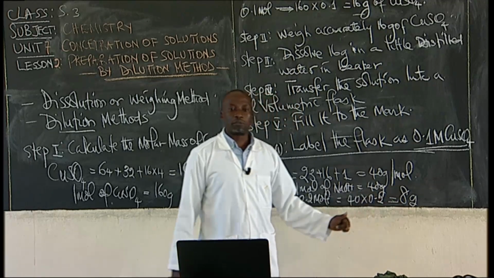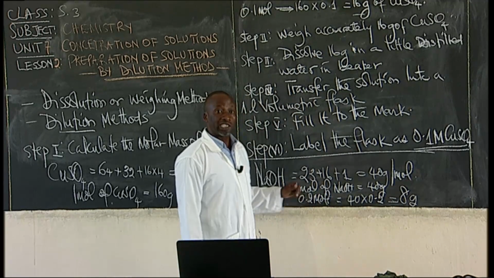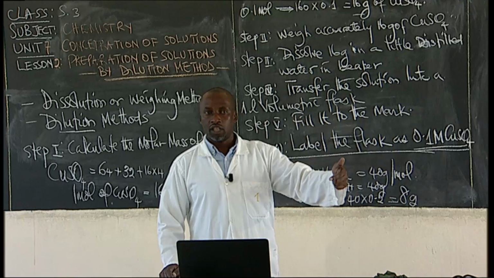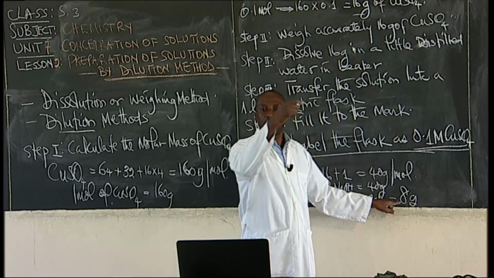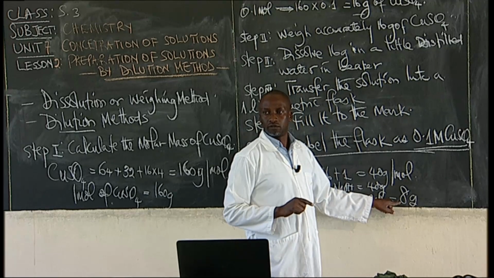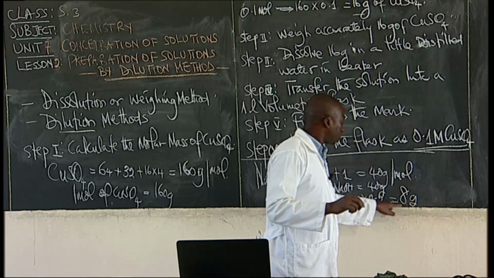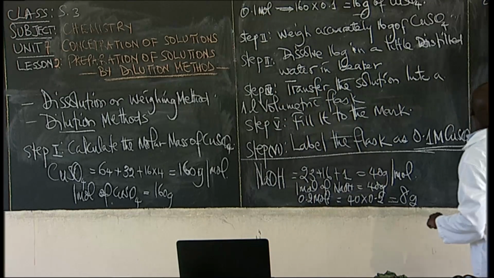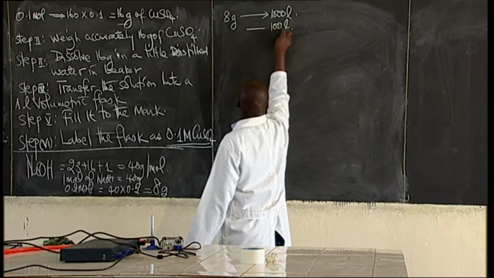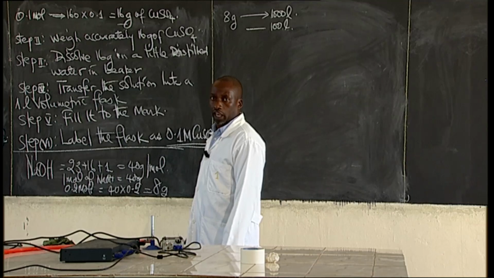Remember these 8 grams, because 0.2 is the number of moles in a liter. So these 8 grams are supposed to be in 1 liter. But what we are asked is 100 cubic centimeters or 100 mL. So we have to convert. 8 grams are supposed to be in 1,000 milliliters. But we need 100 milliliters.